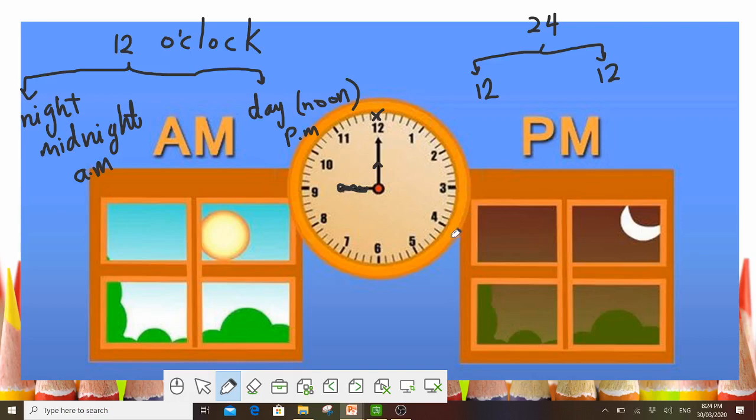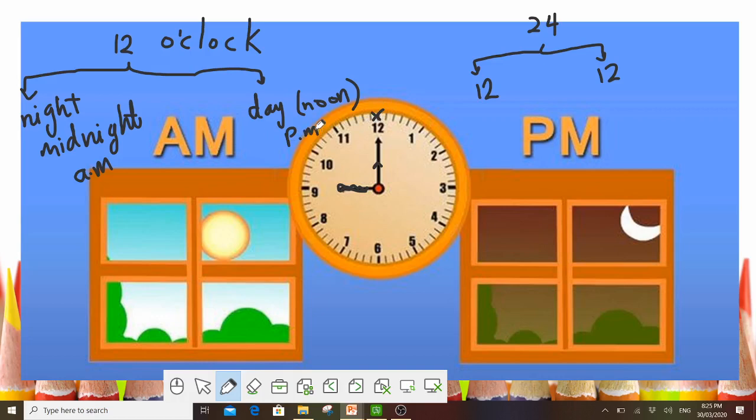Al-Fajr adhan. 5 a.m. the sunrise. 6 a.m. wake up. 7 a.m. go to school. 8 a.m. we are in the school. 9 a.m. the first break. 10 a.m. in the school. 11 a.m. in the school.